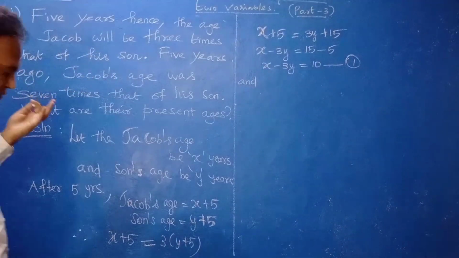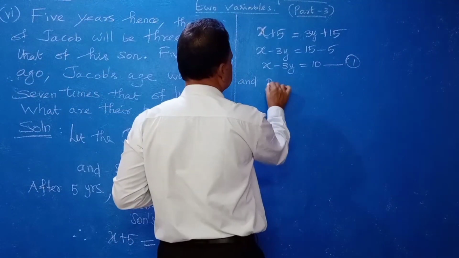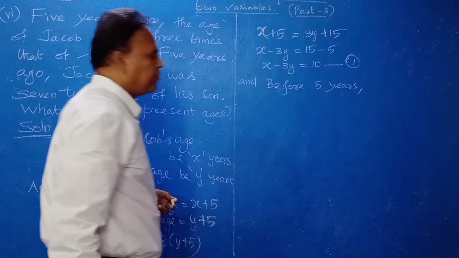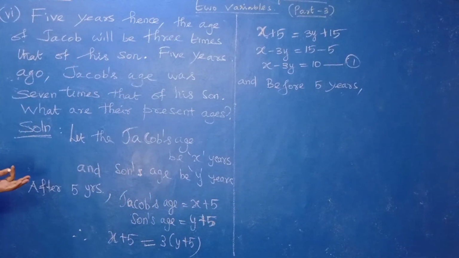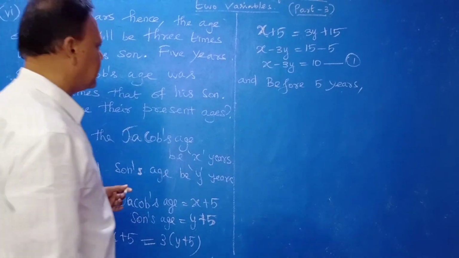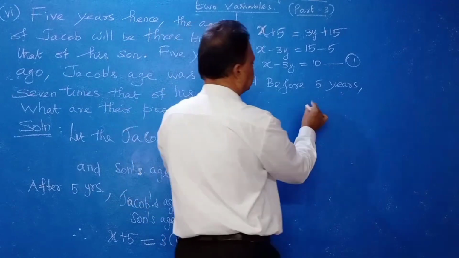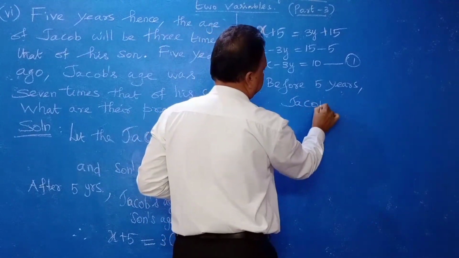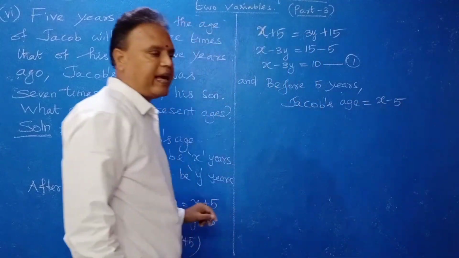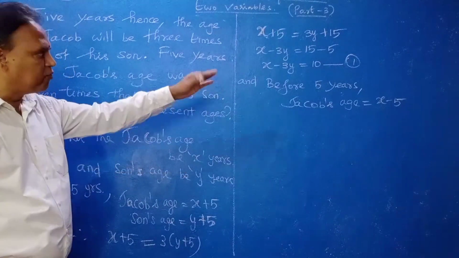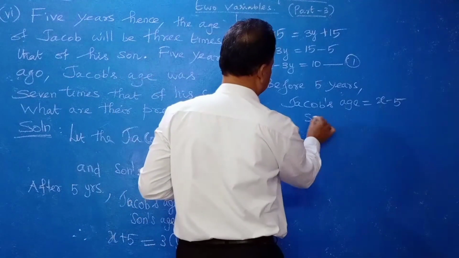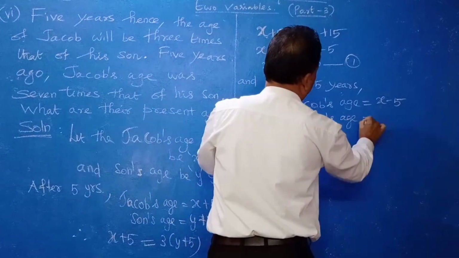5 years ago means 5 years before. That also you can write as ago. 5 years ago, what will you get? Jacob's age will be x minus 5. Actual age is x, from that you subtract 5, since 5 years before means subtract 5. And the son's age is y minus 5.